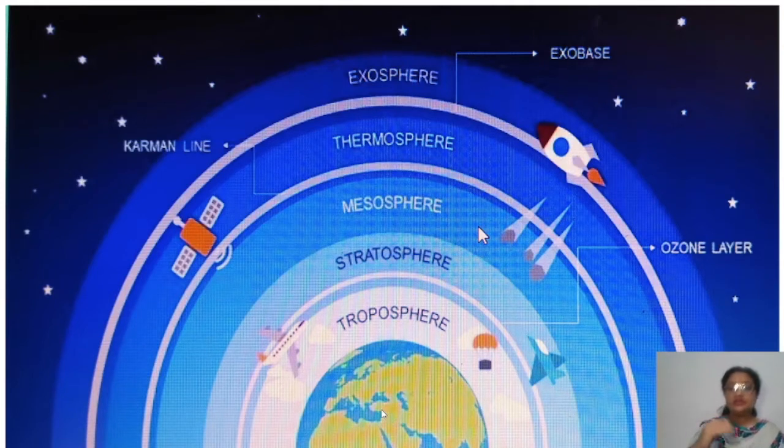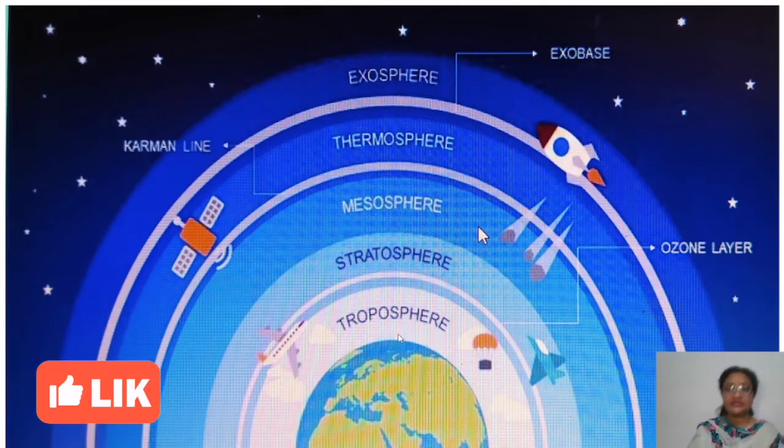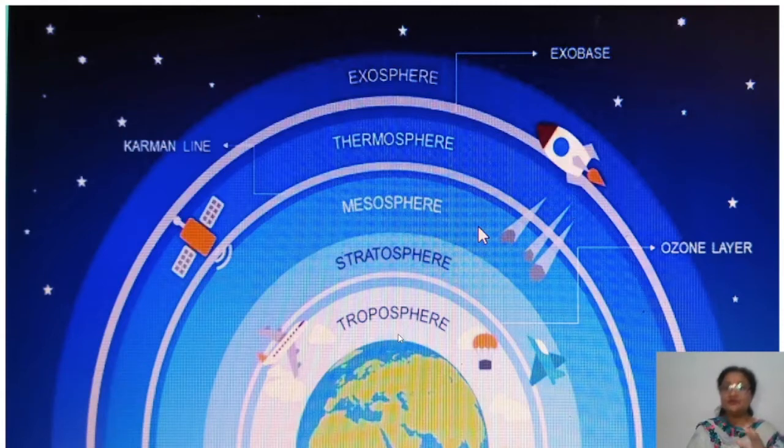Now let's start with the first layer of atmosphere. The closest layer, the first layer as we start from the earth's surface, is the troposphere. You can see this is troposphere. In the troposphere, all the weather changes, cloud formation, wind movement, the storms, all these take place. All of these are formed in the troposphere only.